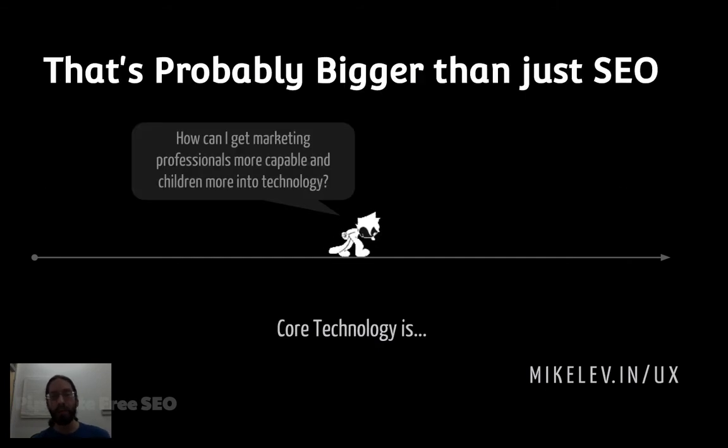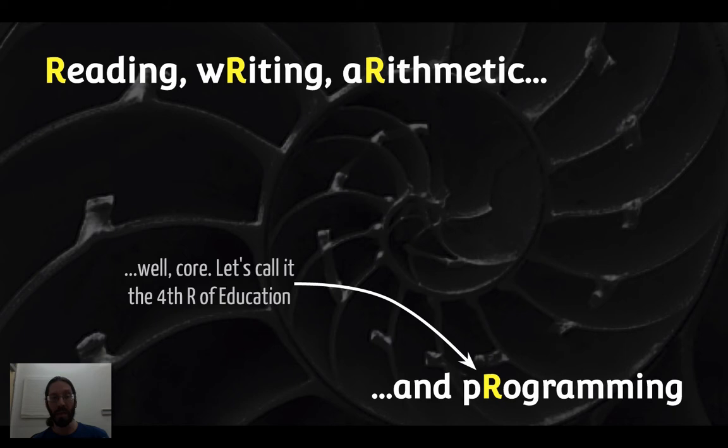And by this time, aren't I talking about something much bigger than SEO? Yes, indeed. This is about making marketing professionals more capable and children more interested in technology, which is the special connection to me because I have a kid and I want to get her ready for the future. And core technology is, well, it's core. It is as much a part of education as the 3 R's, reading, writing, and arithmetic. In fact, it is the 4th R, programming.